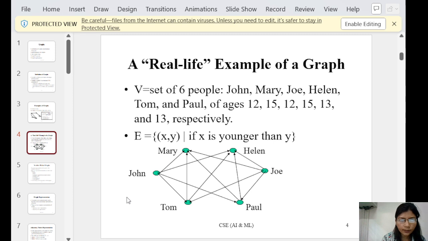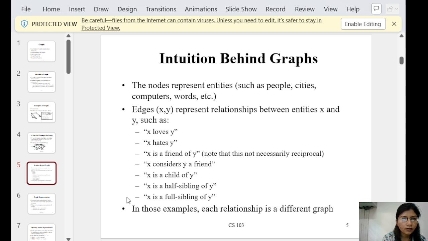A real life example of a graph. V equals the set of 6 people: John, Mary, Joy, Helen, Tom and Paul, of ages 12, 15, 12, 15, 13 and 13 respectively. E is the set of pairs (x, y) if x is younger than y. The nodes represent entities such as people, cities, computers, words, etc.